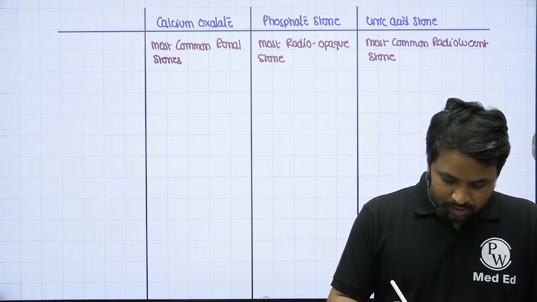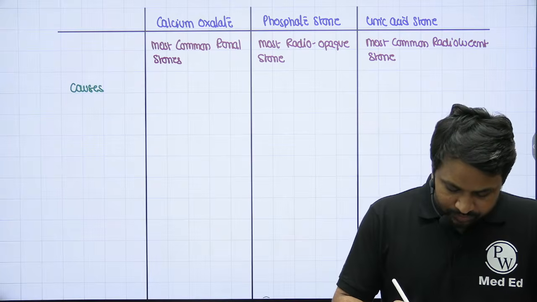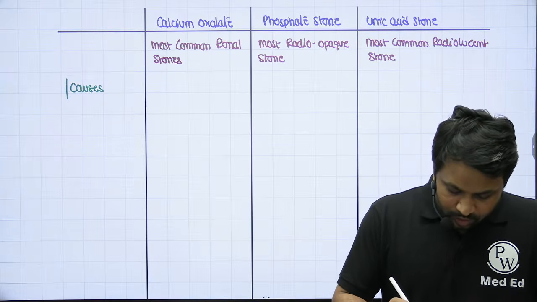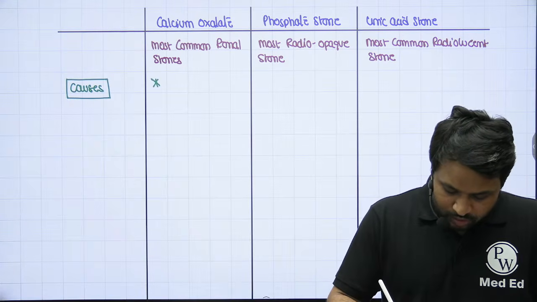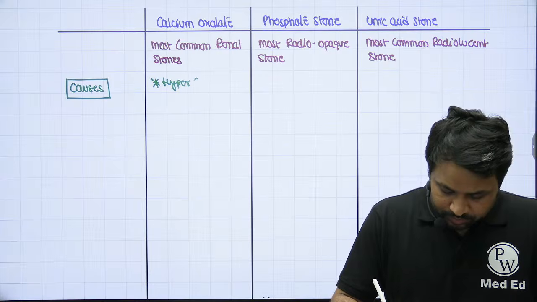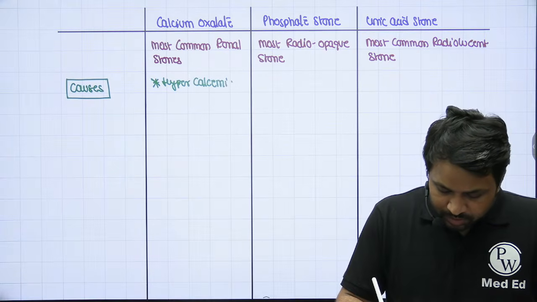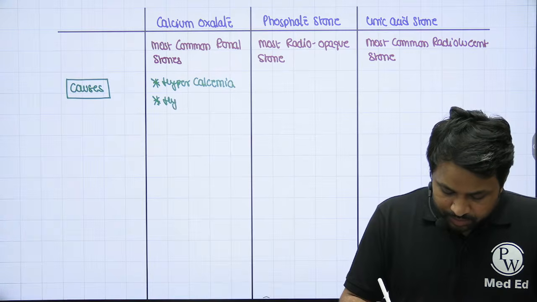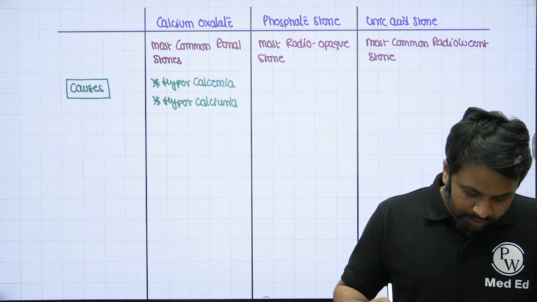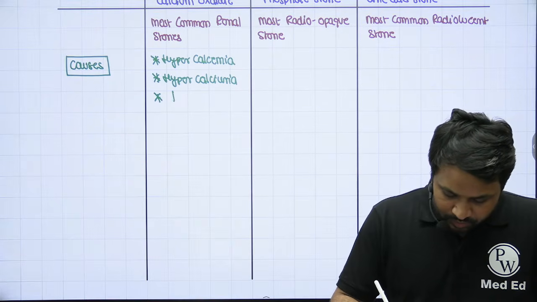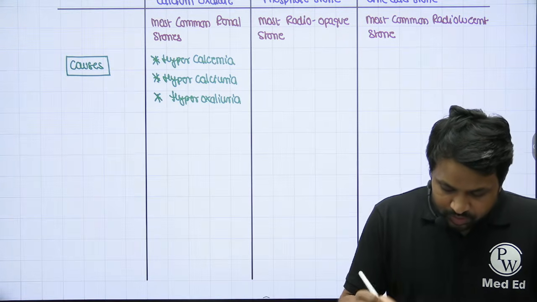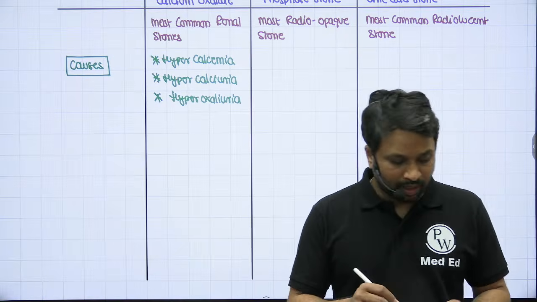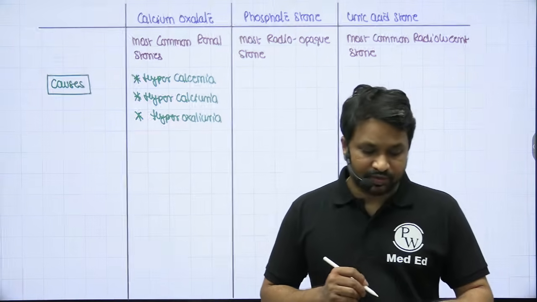So what are the causes? When you look at the causes for each one of them, let's talk about the calcium oxalate stones. The calcium oxalate stones are because of hypercalcemia, hypercalciuria, hyperoxaluria. These are the basic reasons for the development of calcium oxalate stones.